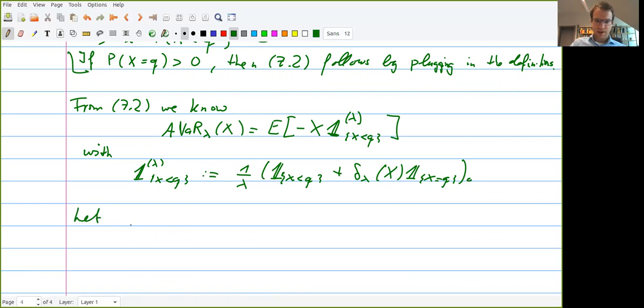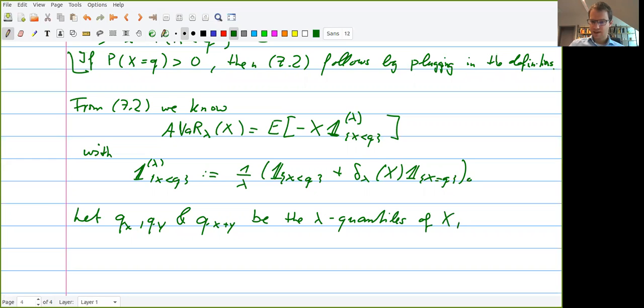And now we might recall, as usual, these are my quantile functions. So q_x, q_y, and q_{x+y} are the lambda quantiles of x, y, and x plus y. All right.